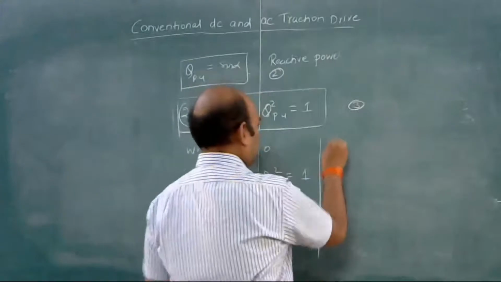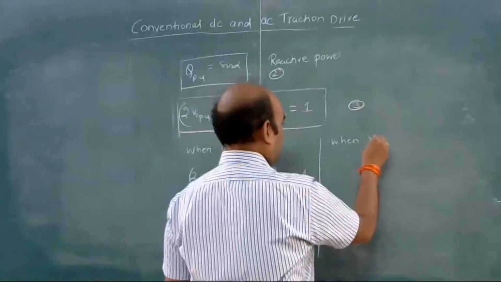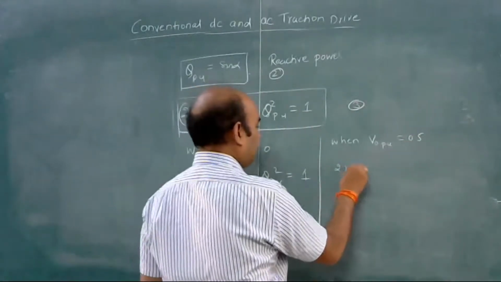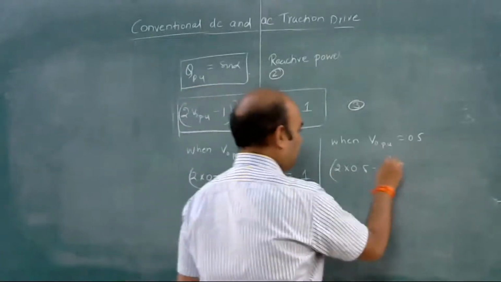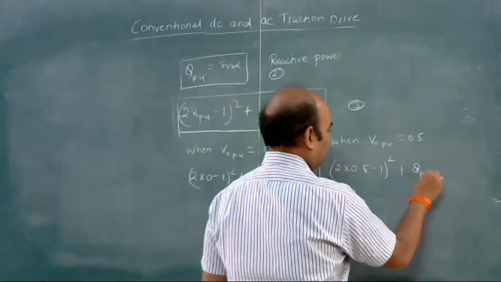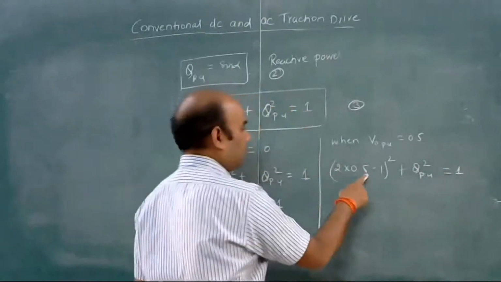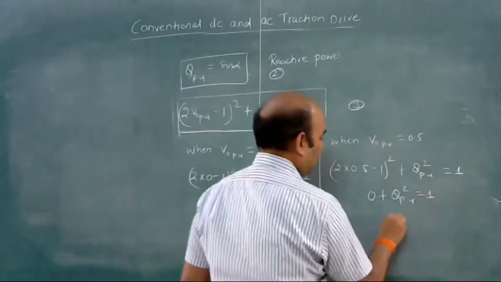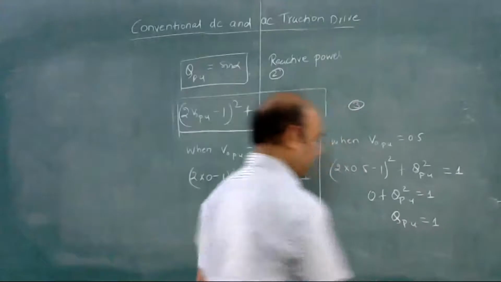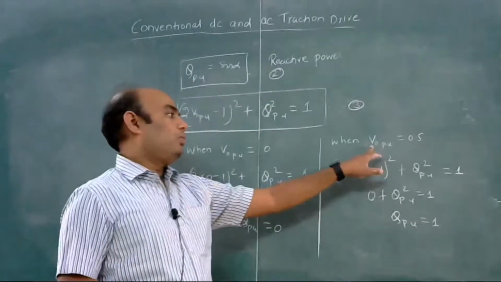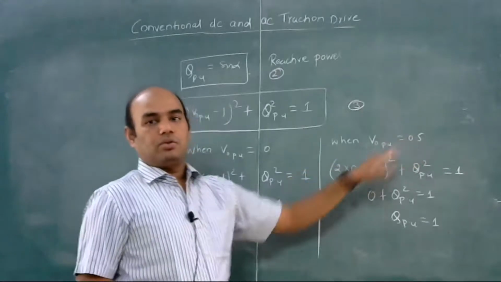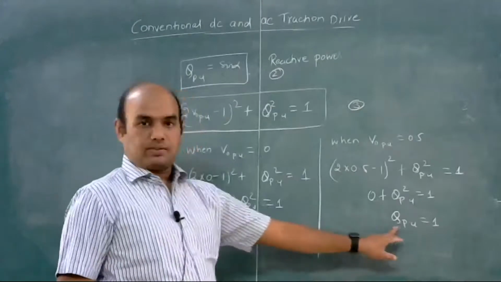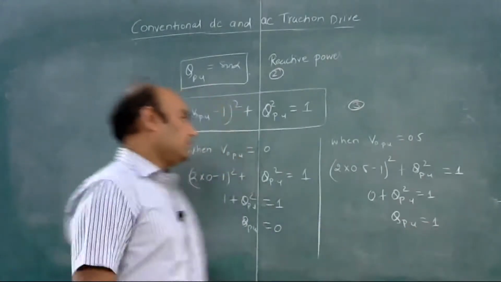Next, let's take V_out per unit as 0.5. Okay, this will be (2 into 0.5 minus 1) whole square plus Q per unit whole square is equal to 1. So this will be 1 minus 1 is 0. So 0 plus Q per unit square is equal to 1, or Q per unit is equal to 1. So when output voltage per unit is half, we get maximum reactive power, which is equal to Q max. Okay, so per unit Q can be maximum, which is equal to 1.